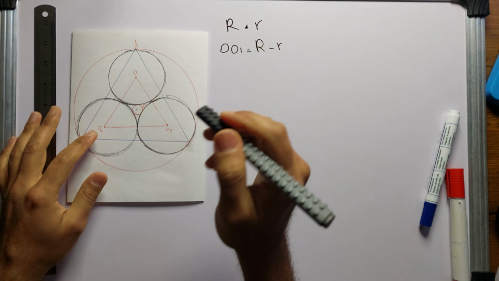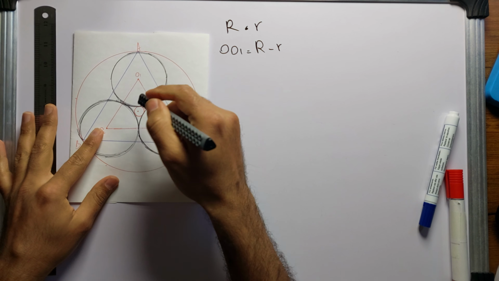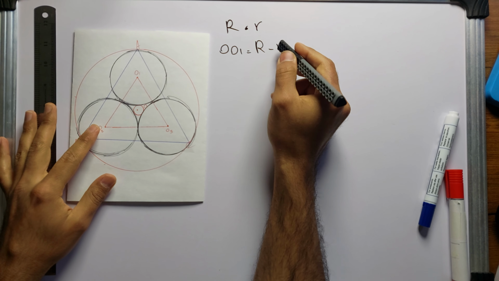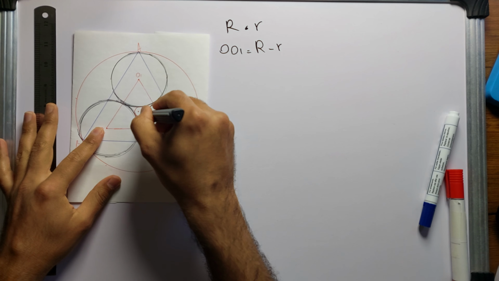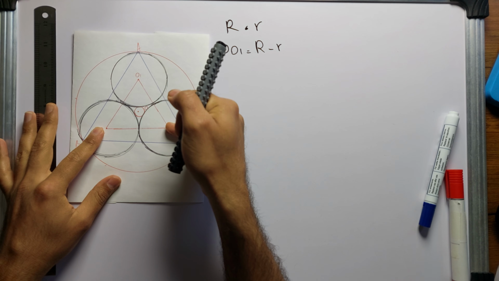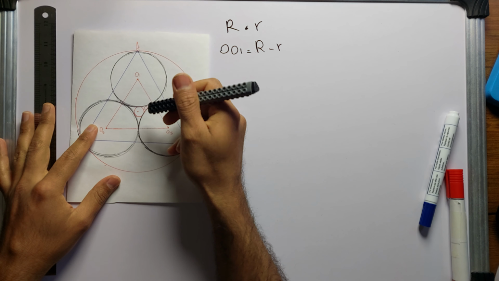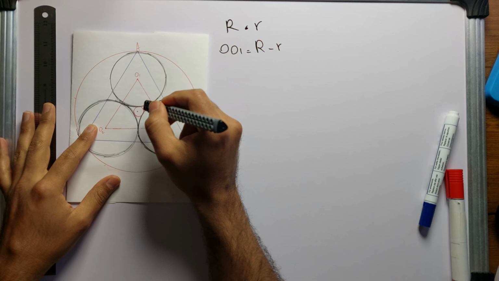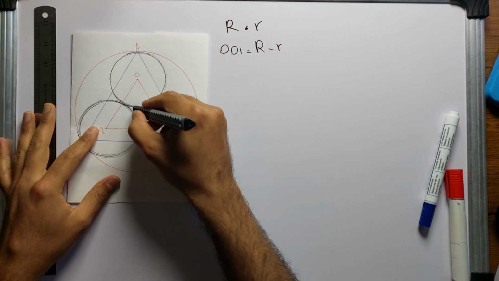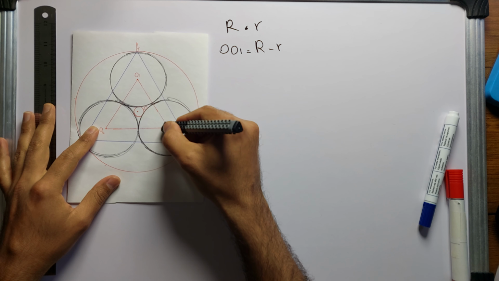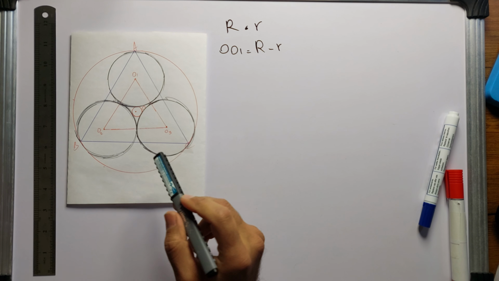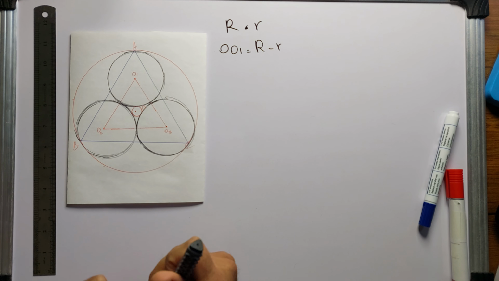Imagine there is another circle here with a radius of capital R minus lowercase r. Imagine it connects the vertices of this smaller equilateral triangle to this centroid, which is also the circumradius. So imagine a circle with a radius of R minus r, this part. And O2O3, or O1O3, becomes a chord of that circle.